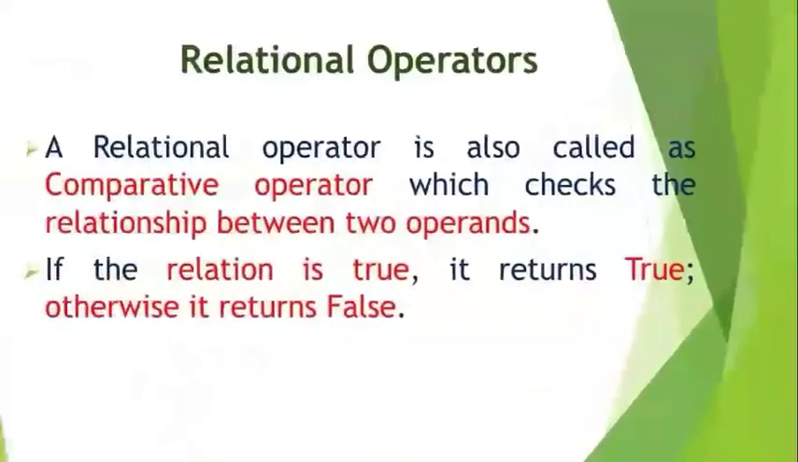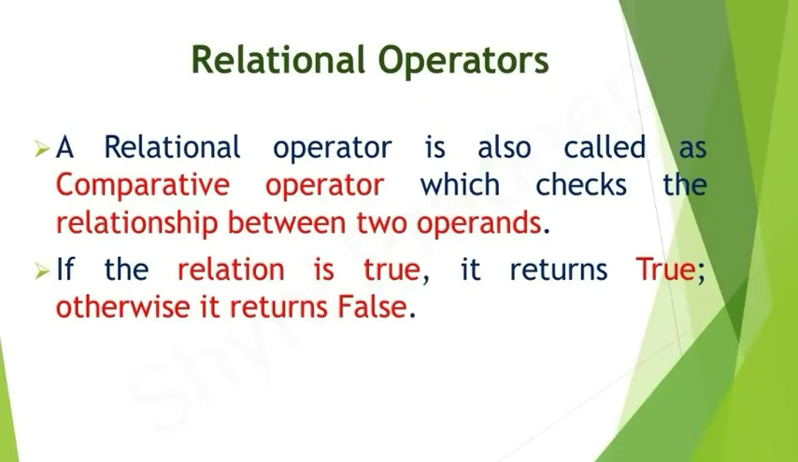Okay. Next, let us see about the relational operator. Okay, this relational operator is also known as the comparative operator because it is used to compare two values and returns the output in the form of true or false. Okay, it checks the relationship between two operands. Operands means what? Values. So it checks the relationship between two values. If the comparison is true, then it returns the result true. If the comparison is false, it returns the result false.